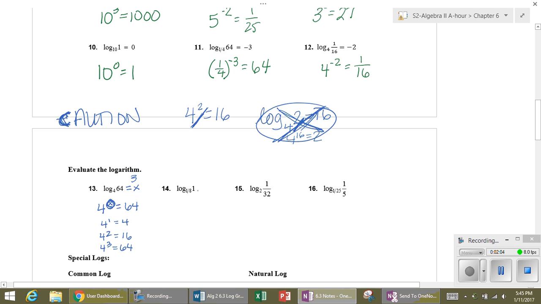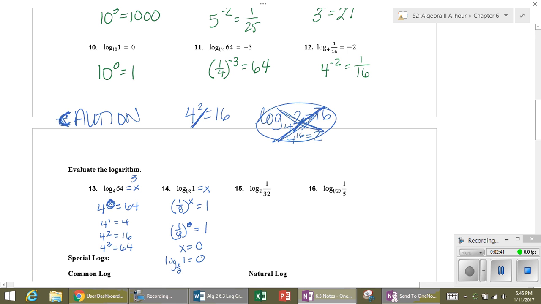Okay, so number 14, I'm going to do the same thing. I'm going to set it equal to x. So the base of 1/8 to the what power has to equal 1? What's the only way to get a 1? What 1/8 to the what power will make it a 1? I hope you say 0. So 1/8 to the 0 power is going to equal 1. So that means x has to equal 0. And in other words, log base 1/8 of 1 equals 0.